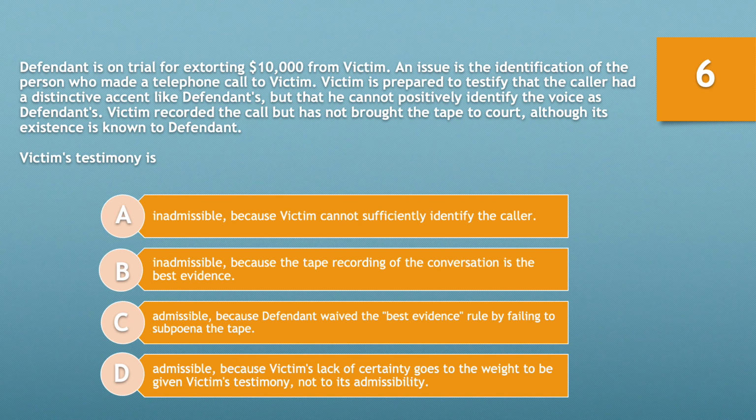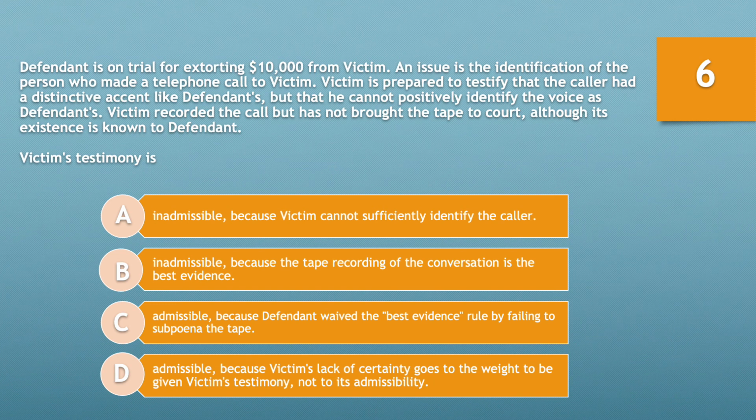Question number 6. Defendant's on trial for extorting $10,000 from victim. An issue is the identification of the person who made a telephone call to victim. Victim is prepared to testify that the caller had a distinctive accent like defendant's, but that he cannot positively identify the voice as defendant's. Victim recorded the call, but has not brought the tape to court, although its existence is known to the defendant. Victim's testimony is A, inadmissible because victim cannot sufficiently identify the caller.